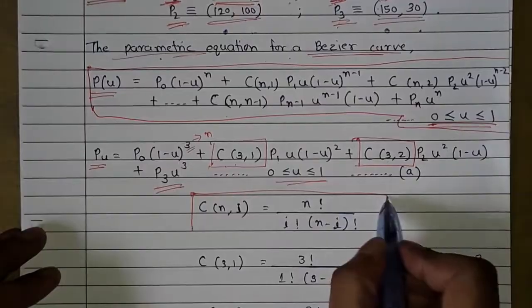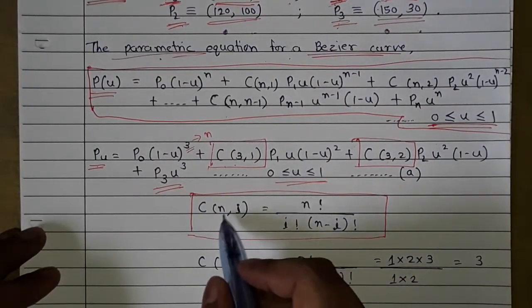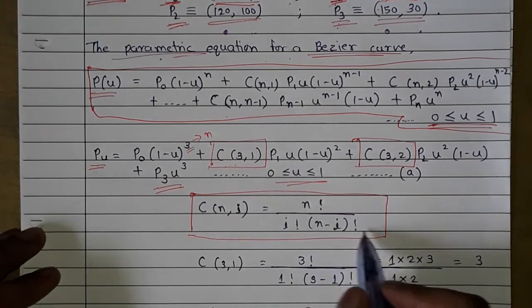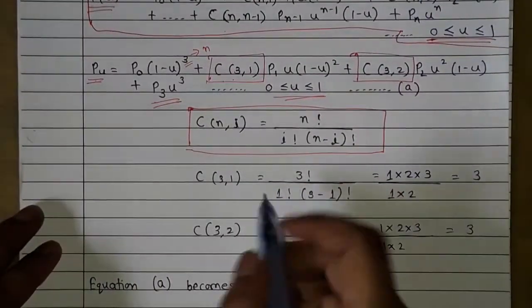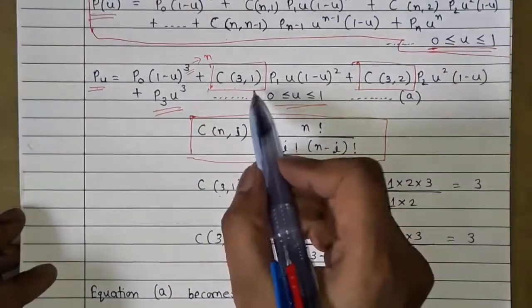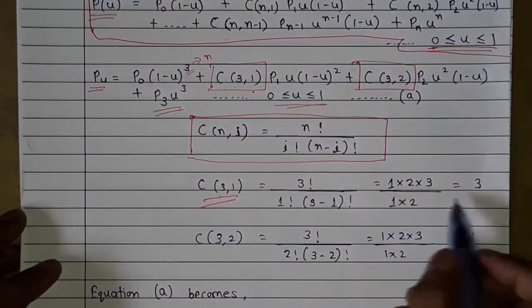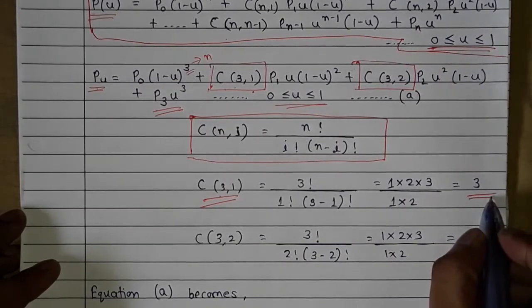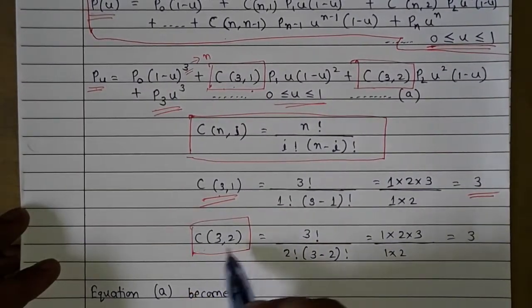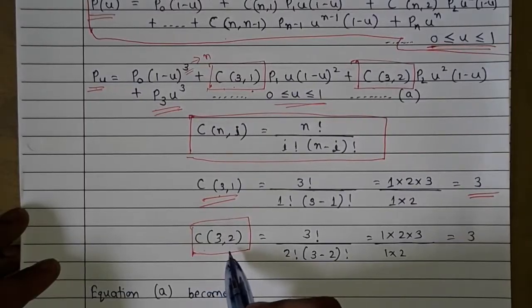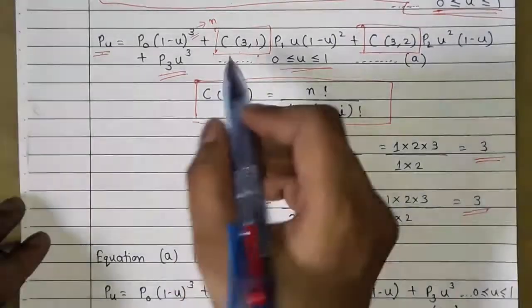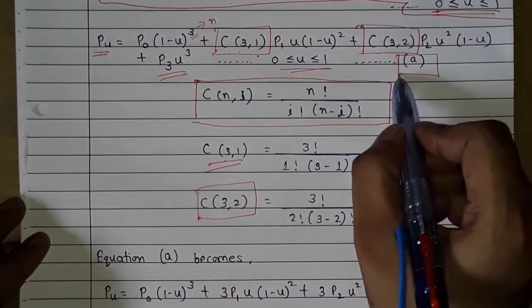Here friends, this is the general formula: C(n,i) = n! / (i! (n - i)!). Let's put the values. First, n is equal to 3 and i is equal to 1. After putting the values, we got the answer 3. Second, for C(3,2), we got the answer 3. Then after that we will put the values in the equation which we have named as A.